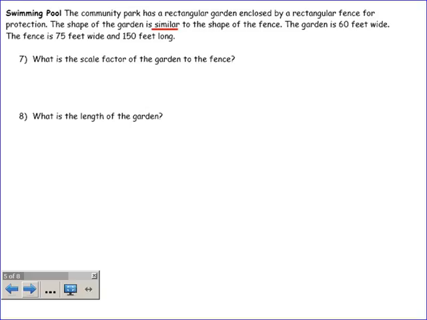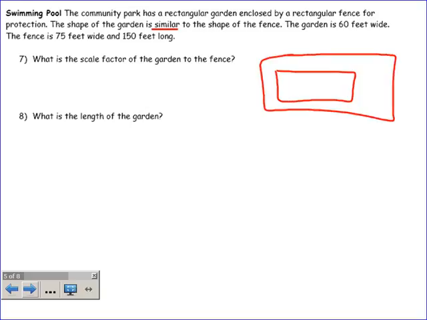So let me maybe draw this. We have some sort of rectangle. There's some rectangle inside of it. They're similar. Okay. If our garden is 60 feet wide, this guy was 75 feet wide, and this was 100. Well, this is kind of weird. 150 feet. I didn't really draw it to scale. Whoops. 150 feet. You can kind of imagine. We're first off looking at what is the scale factor of the garden to the fence. Okay, how do we figure that out?